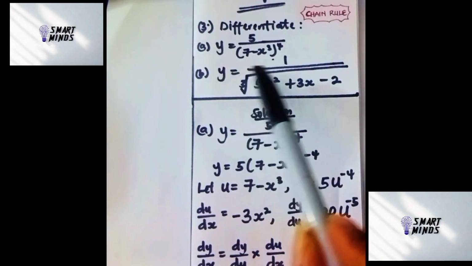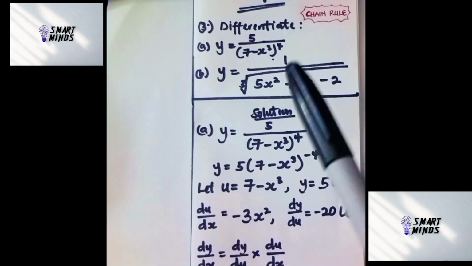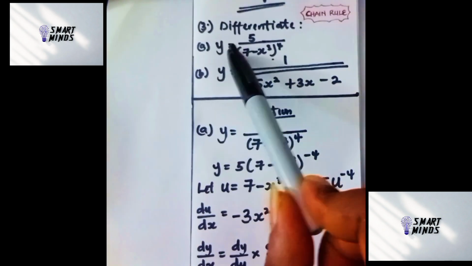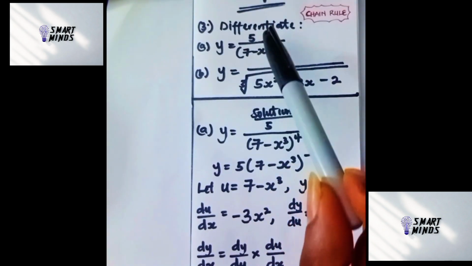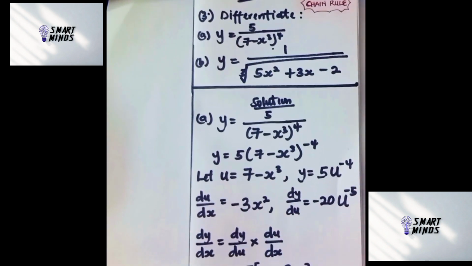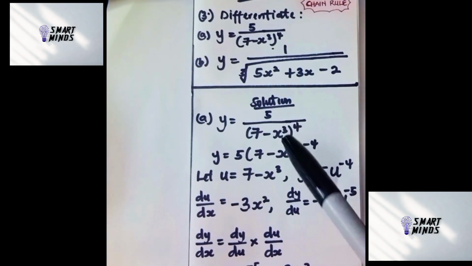Okay, or when the question is in this format, just take note of this question. Whenever the question is in this format, you have to use chain rule. Why? Because y is given as a function of u and u is a function of x. Okay, so the solution to the first part of the question, we have y equals 5 all over open bracket 7 minus x raised to power 3 all raised to power 4, right?